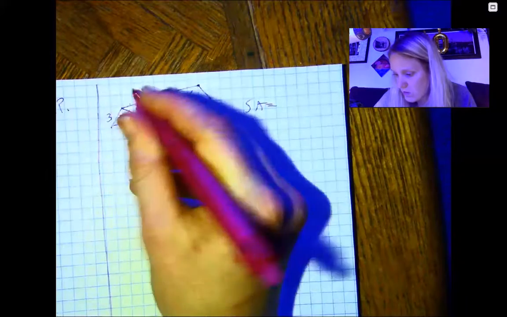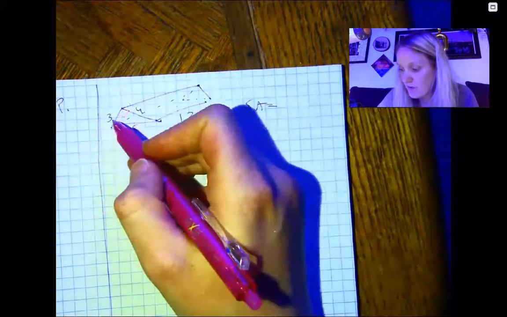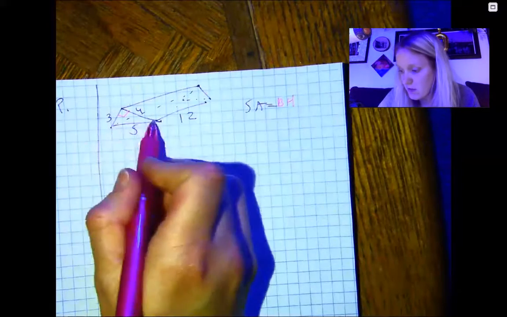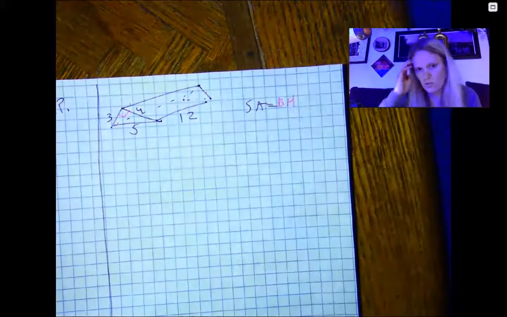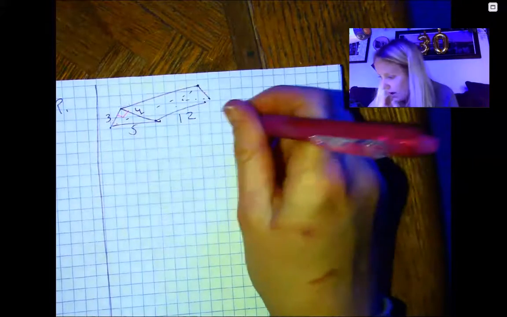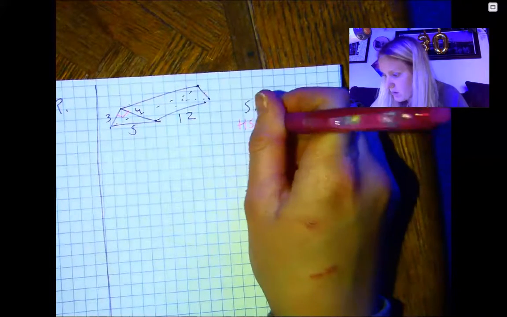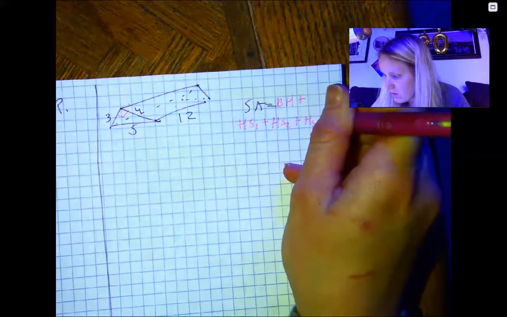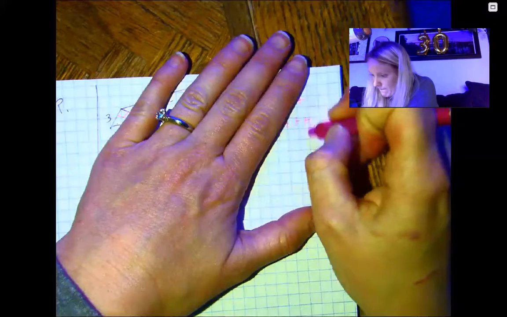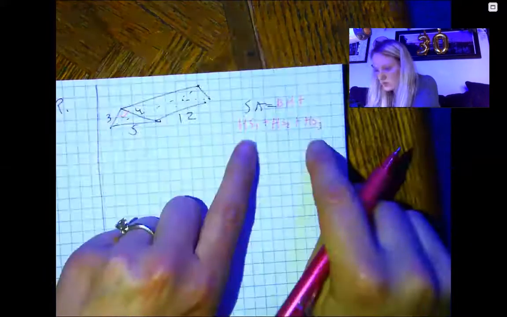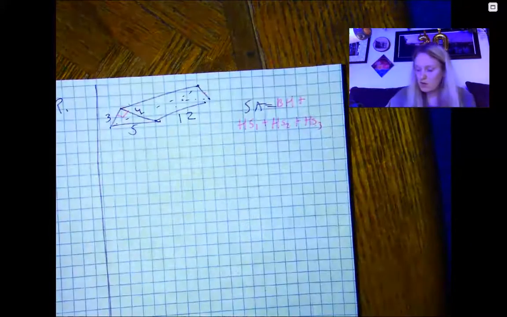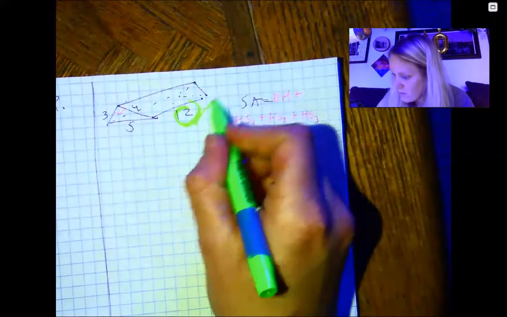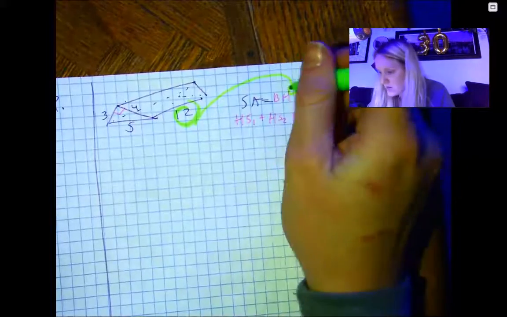1/2 times base times height. But I have 2 of them, so it's just base times height, because 1/2 times 2 is 1 whole, plus the height times the side length 1, plus the height times the side length 2, plus the height times the side length 3. Now, these are just called subscripts. They're just telling you the first, second, and third. So let's fill out what we know. We know that this height 12 goes in for the height. Oh, not there. That's the height of the triangle.